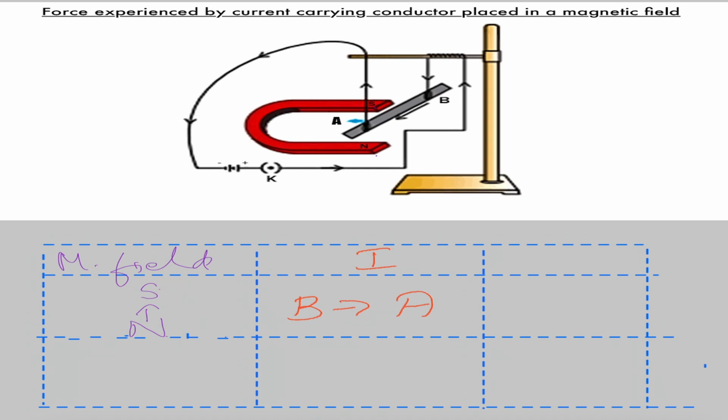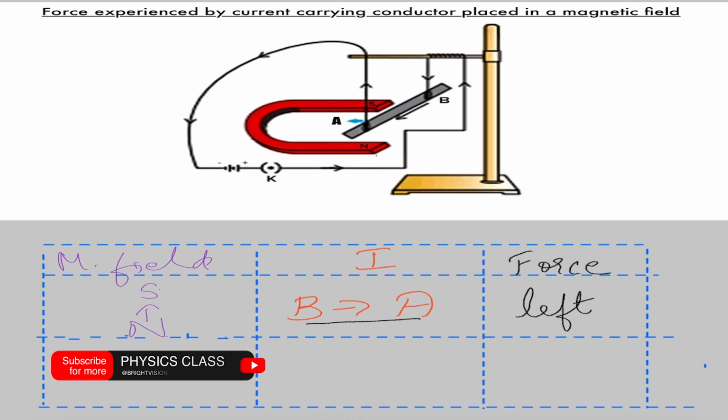Now, coming to the direction of force. What will be the direction of force that is going to be experienced by the conductor AB? In the first trial, when the current is flowing from B to A, the force will be acting on the conductor AB and it moves towards the left.